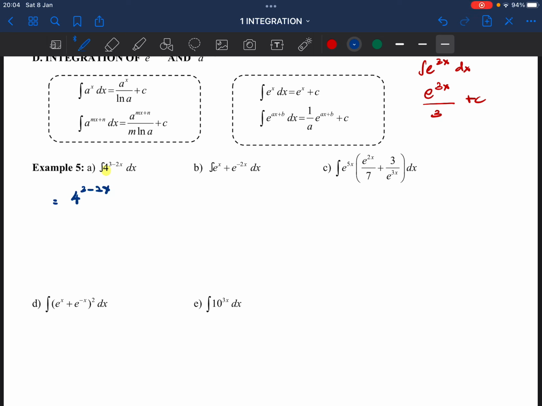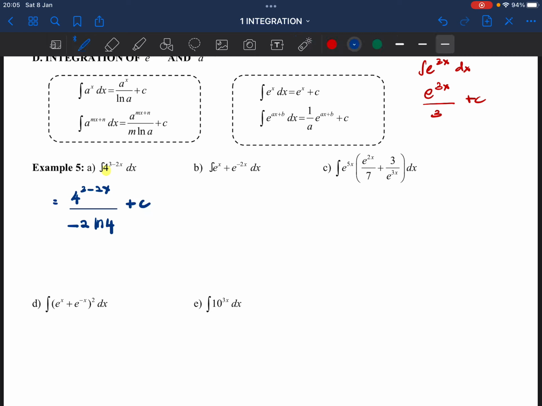Okay, since kita buat integration, mesti kena bahagi. Bahagi dengan apa? Bahagi dengan differentiate the power. Okay, so differentiate 3 minus 2x, we get minus 2. Okay, since this is not e, dia ialah a, so you have to put ln 4. Okay, so sebenarnya kat sini pun kena bubuh juga ln e. Okay, tapi kita tahu ln e is equals to 1, so we don't have to write that. Okay, so here we have plus c.